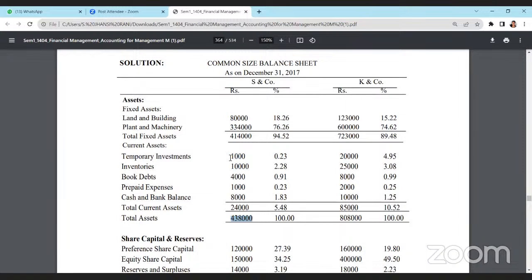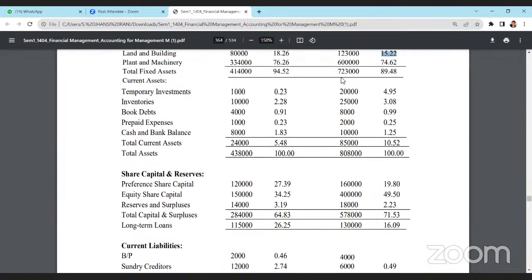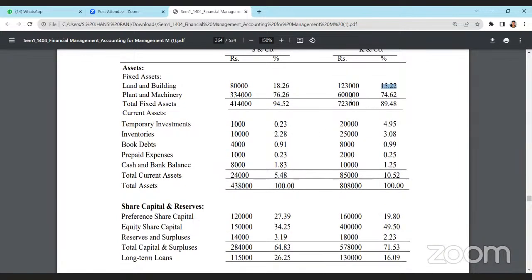Similarly, temporary investments. How much? 1,000 divided by 4,38,000 into 100. You get 0. Like this, we take the respective asset divided by total assets into 100, and we'll get the percentage. Similarly, for K and Company also. Here, land and building, 1,23,000 divided by 8,08,000 into 100, 15.22. Similarly, we do it for all the assets divided by total assets into 100, and we'll get the percentages.